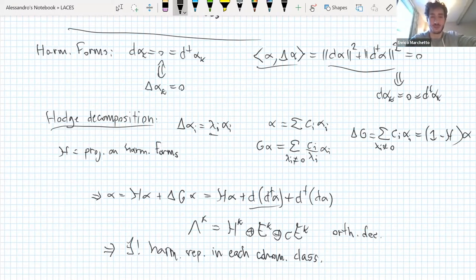Sorry, yeah, ask a question. When you apply the Laplacian on G alpha, on the right hand side, I don't understand where the operator G ended up. Well, you see, every delta acts diagonally, right? So on each alpha, it multiplies by lambda. Okay. So then it didn't end up. So it's some kind of moral inverse.